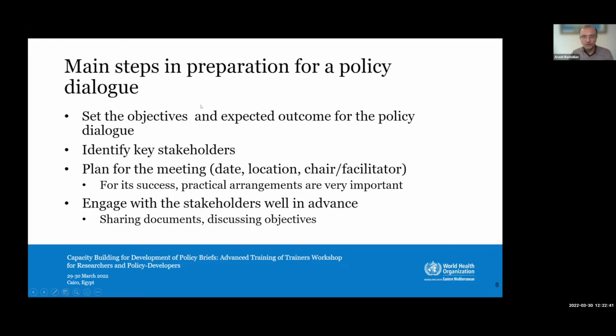Okay, so if I want to continue the discussion, let's look at the policy dialogue issue. When we are thinking of the different steps in preparation for a policy dialogue, the first thing is: what are the objectives of doing that? What are the expected outcomes for the policy dialogue? What do we want out of it in the end? Are we, for example, seeking to have a consensus in the end, agreement on policies?